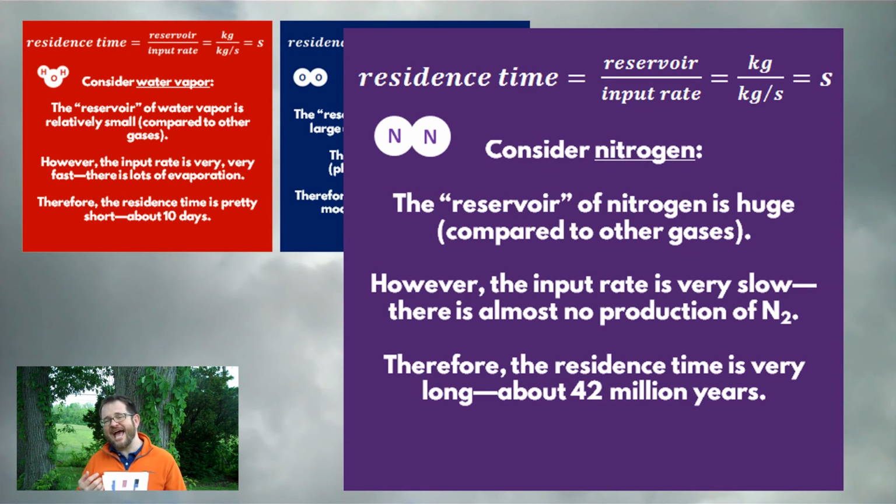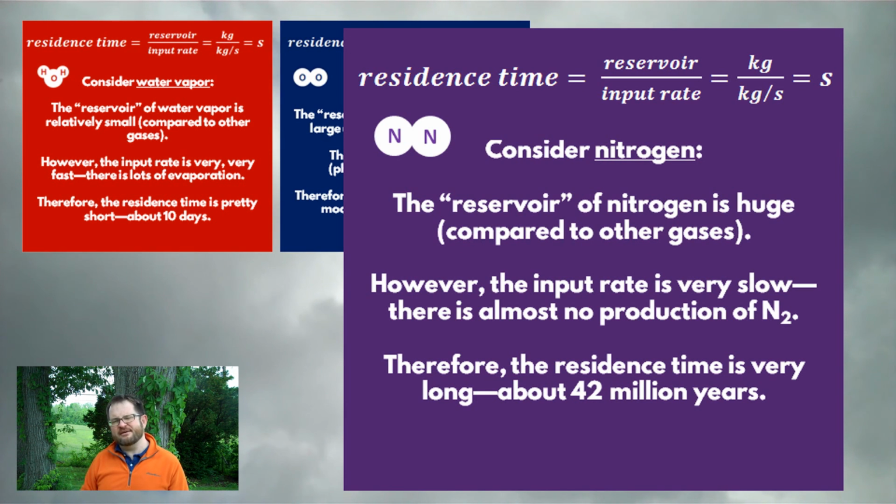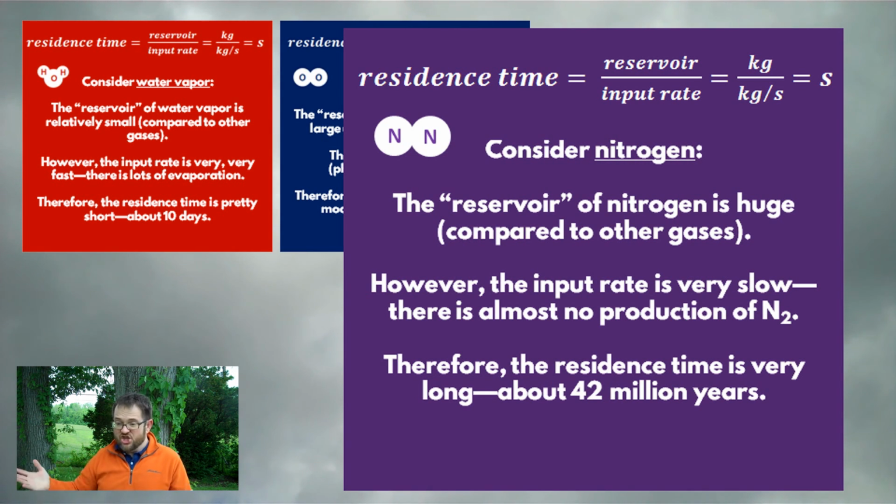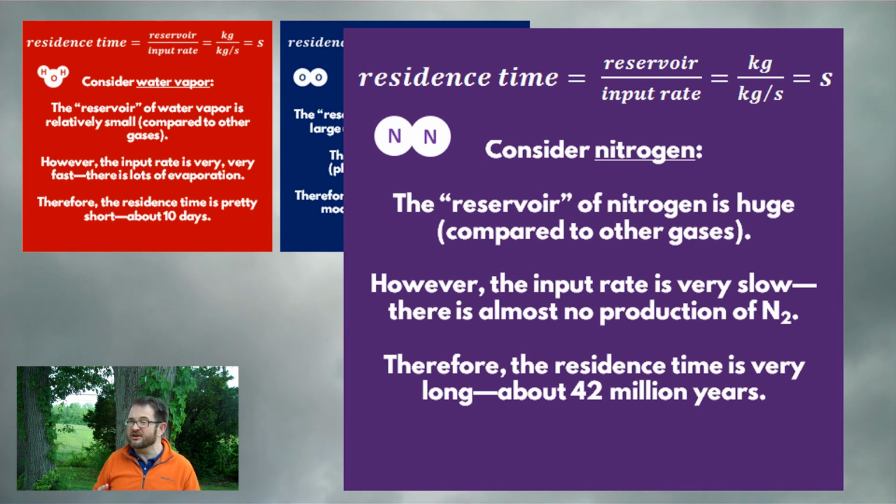The processes that add nitrogen to the Earth's atmosphere, the sources of nitrogen in the Earth's atmosphere, are not that fast. They're like processes that bacteria engage in soil. Okay? The input rate is a very small number. So you have a huge number in the numerator for residence time. You have a small number down there in the denominator for the input rate. You end up with a very, very long residence time. If you actually work through the math, you end up with 42 million years.